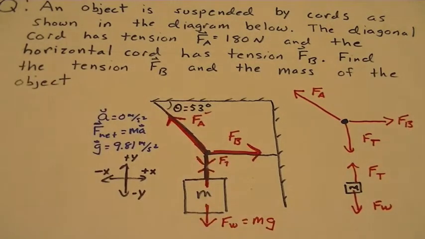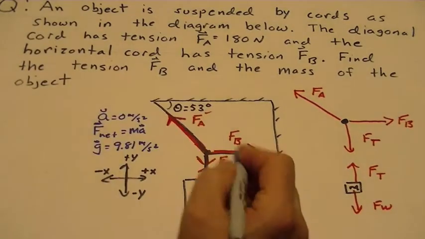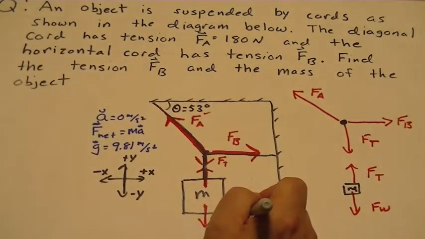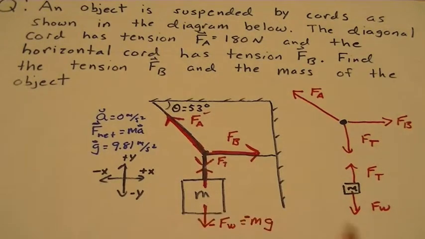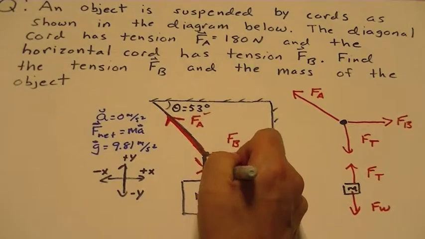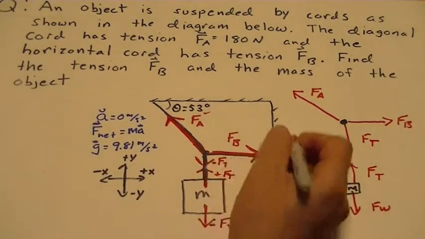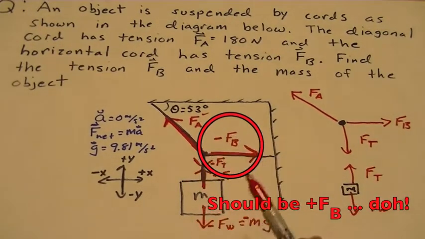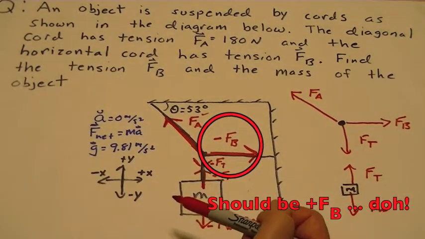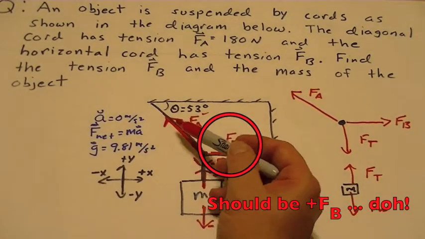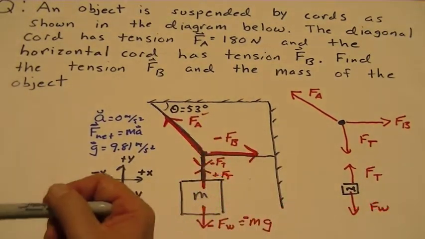Because that box is not moving, I'll now put in my signs. This weight is now a negative mg. This tension here will be negative. Tension going up on the box would be a positive Ft. This Fb I need to make sure is negative in my equations. But now what to do with Fa? Well, Fa is pointing in the positive y direction, but also in the negative x direction.